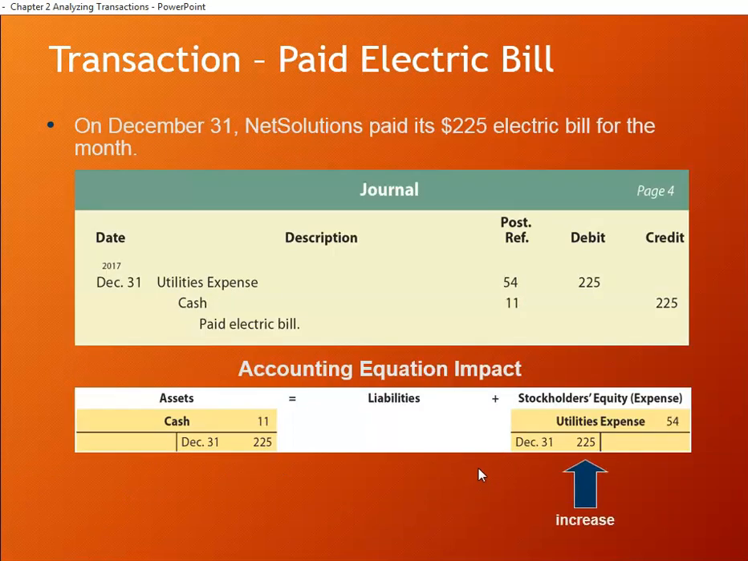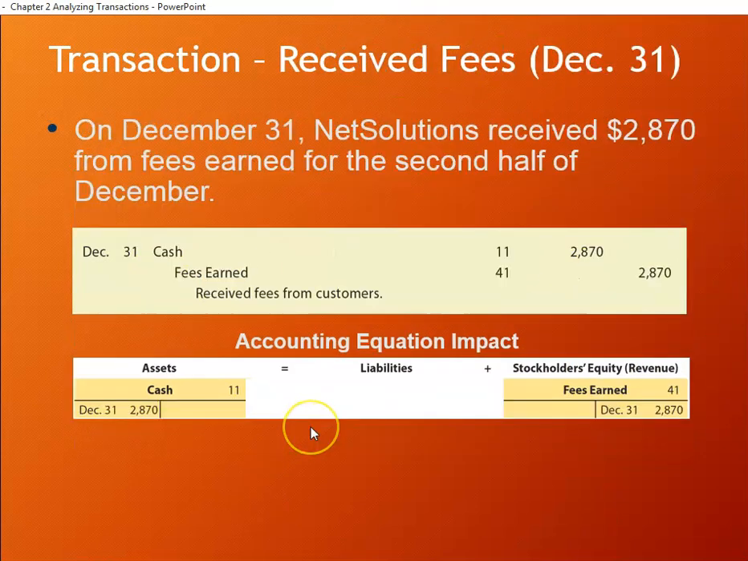All right. So it looks like we had paid a phone bill before. Now we're paying an electric bill, and it's $225. Exact same thing as we had on the previous slide. Just a slightly different account. Well, actually, the purpose is different. The accounts are the exact same, and the amount is a little bit different.